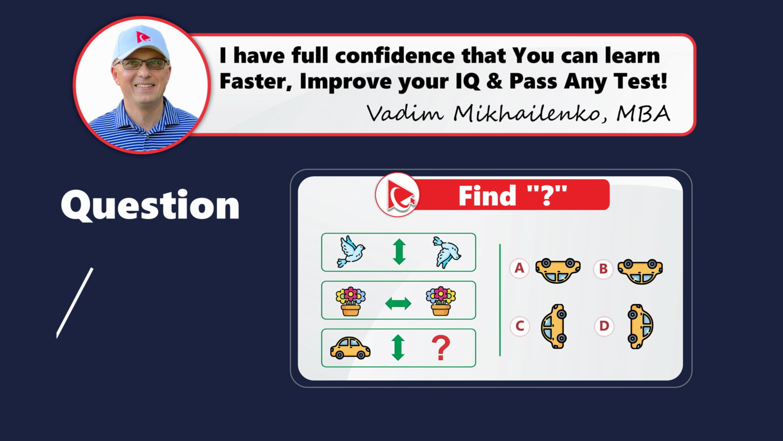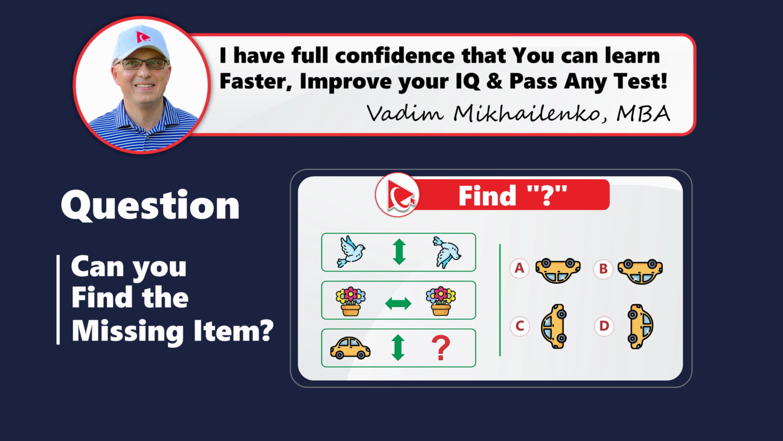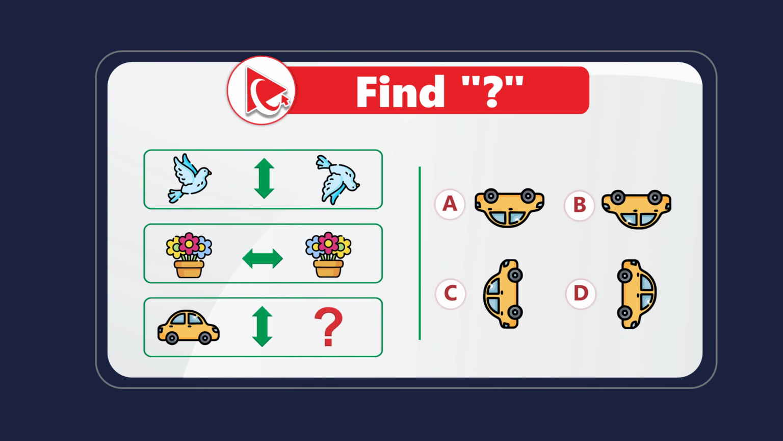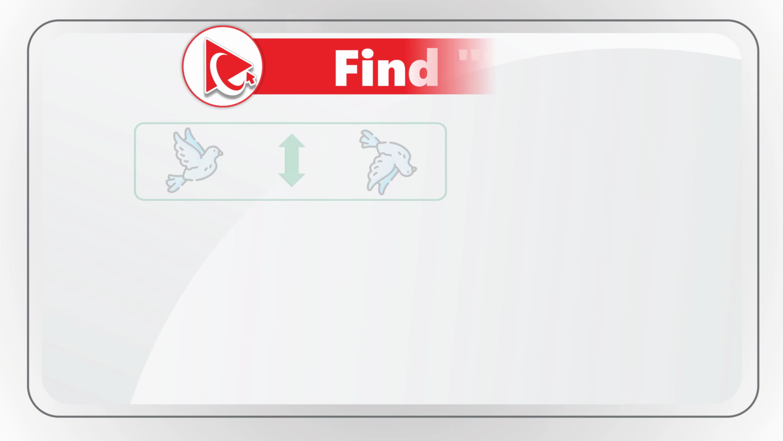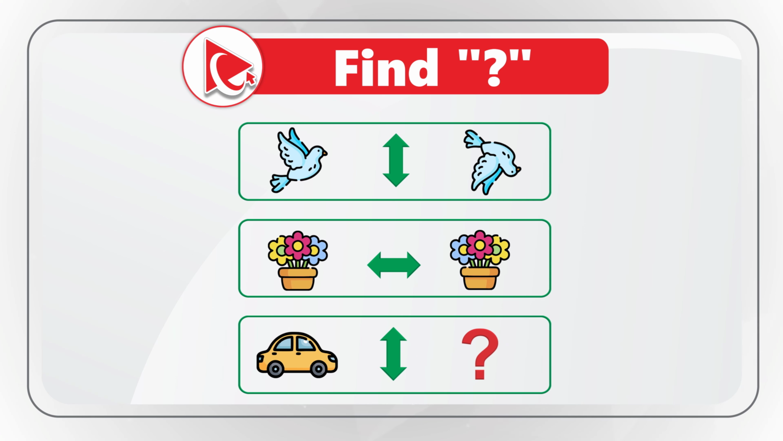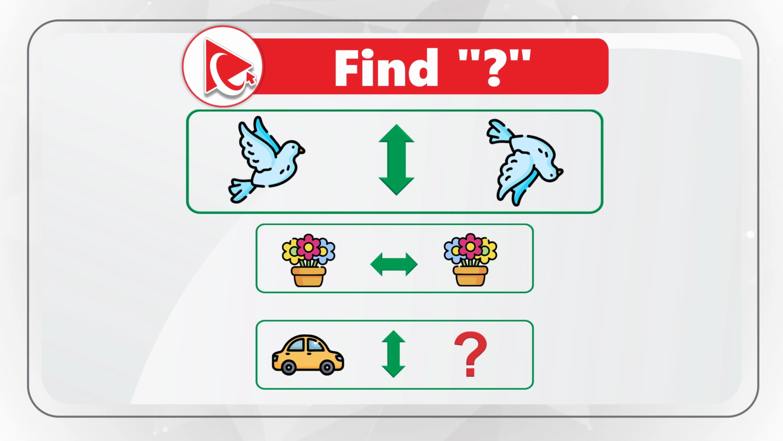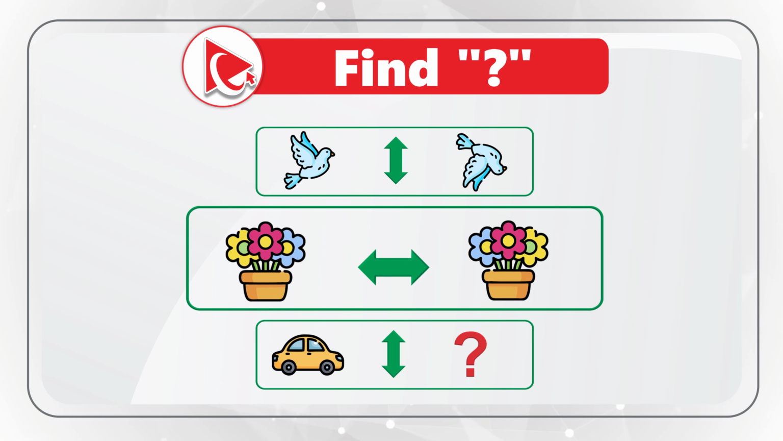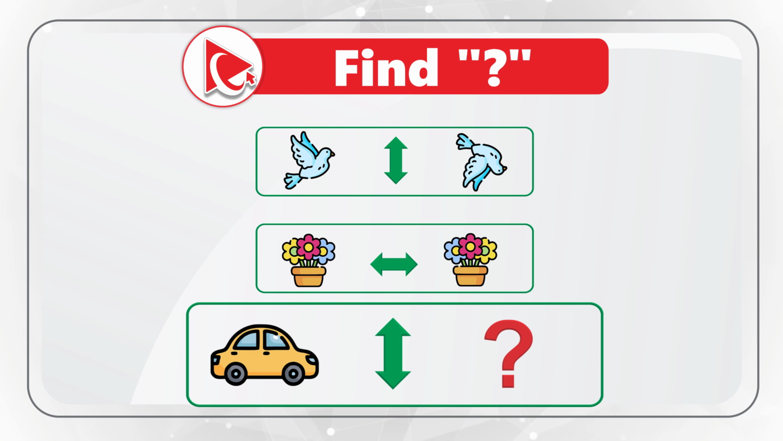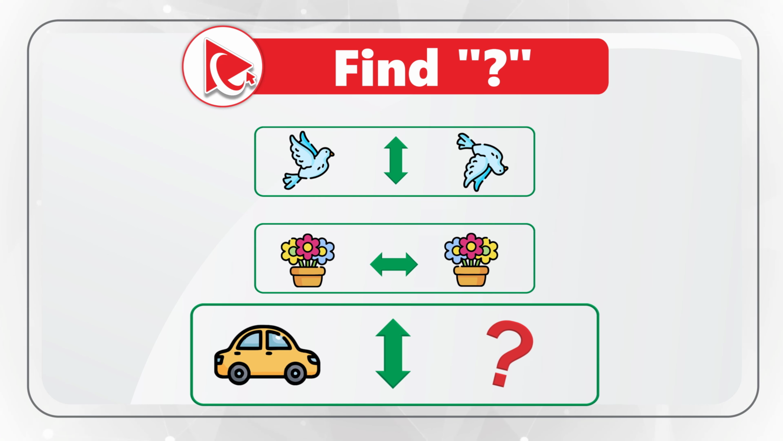Here's a very interesting question, which is frequently used to test your analytical reasoning and spatial reasoning. You're presented with a set of objects, and you need to find the missing item. The set of objects consists of 3 rows. In the first row, you see the pigeon, arrow, and then the pigeon again. In the second row, you see the flower, arrow, and then the flower again. Then in the third row, you see the car, the arrow, and then comes the missing item.